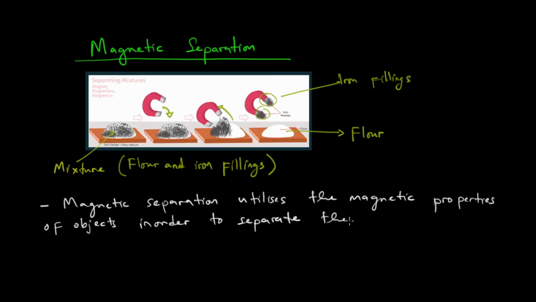Saka physical property yatiri concerned with is the magnetic property. The magnetic property of objects, and that is what is utilized. Saka we are separating them from a mixture. If you so need, talk about separating them from a mixture like this.